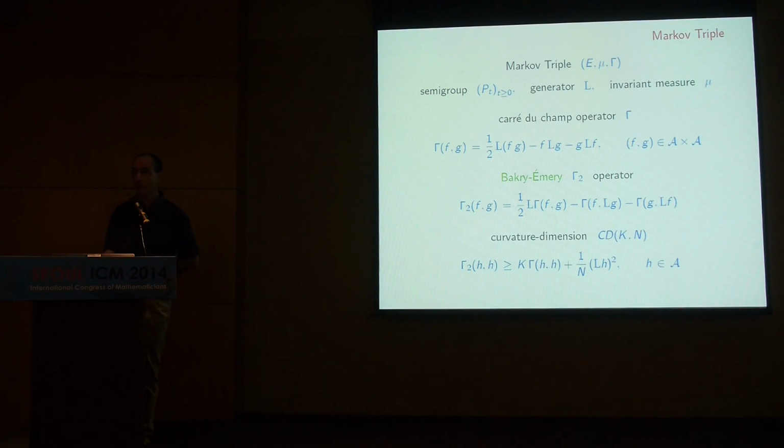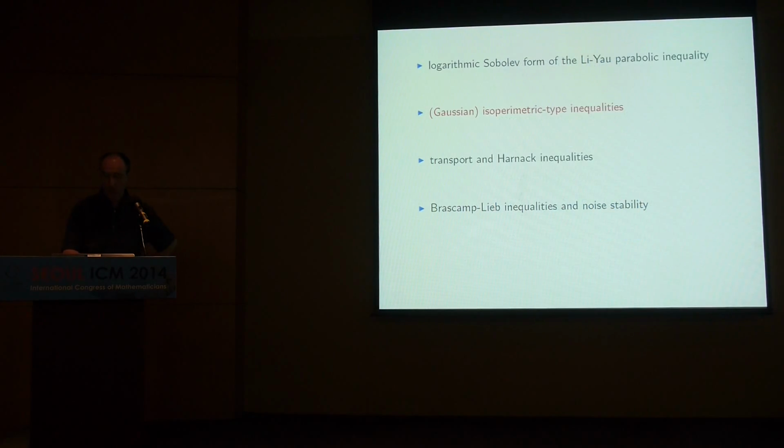And then you have a curvature dimension condition which is completely similar, bounding from below the Gamma 2 by something depending on Gamma and something depending on the dimension through (Lf) squared. So much for the first topic that we wanted to present, and let us turn to the second one, namely isoperimetric type inequalities.